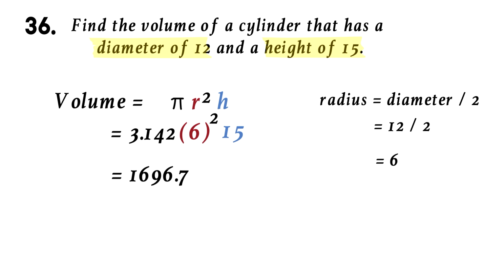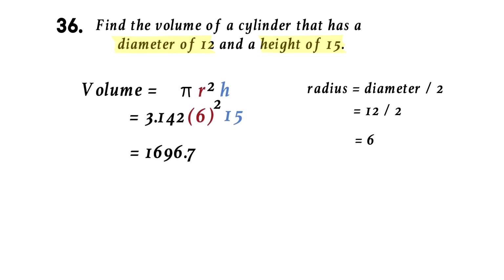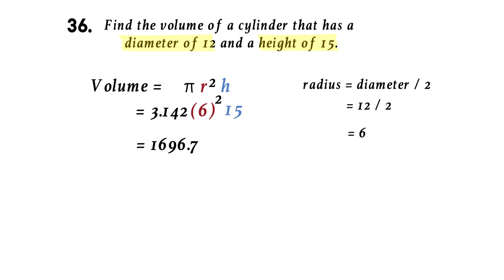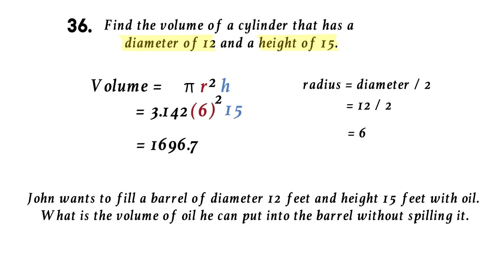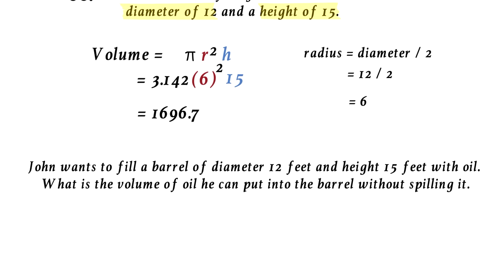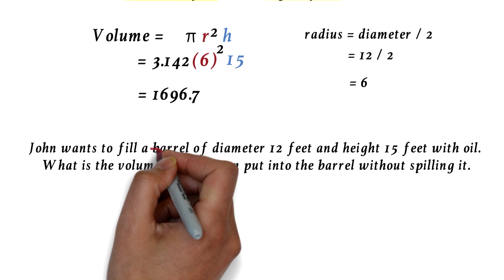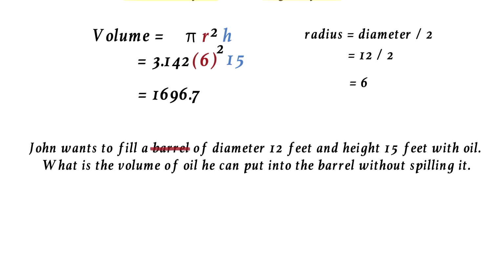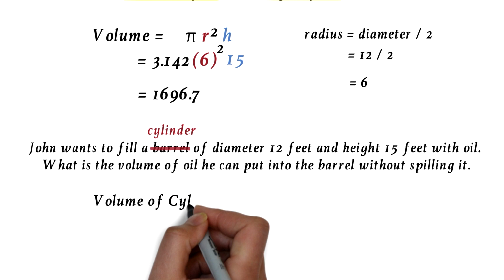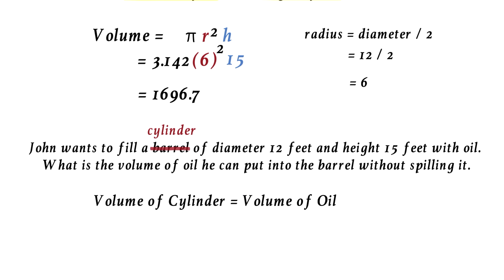Sometimes GED questions are not that straightforward. This same question could have been worded this way. John wants to fill a barrel of diameter 12 feet and height 15 feet with oil. What is the volume of oil he can put into the barrel without spilling it? This is exactly the same question. First, you have to know that the barrel is a cylinder, so you can replace the word barrel with cylinder. Second, you have to know that the volume of the cylinder will be the same as the volume of the oil that will be put into it without spilling it.